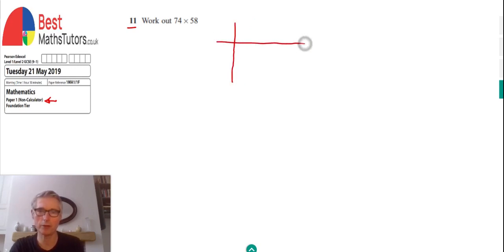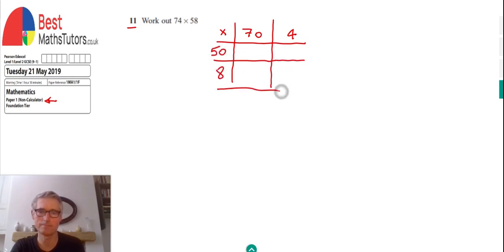So we've got these 2 numbers, 74 and 58, and we're timesing them together. So we break it down so that we've got a 70 and a 4. That gives us 2 columns there. And then for the 58, we write that as being 50 and 8. So what we're then going to do is multiply each part of this together.